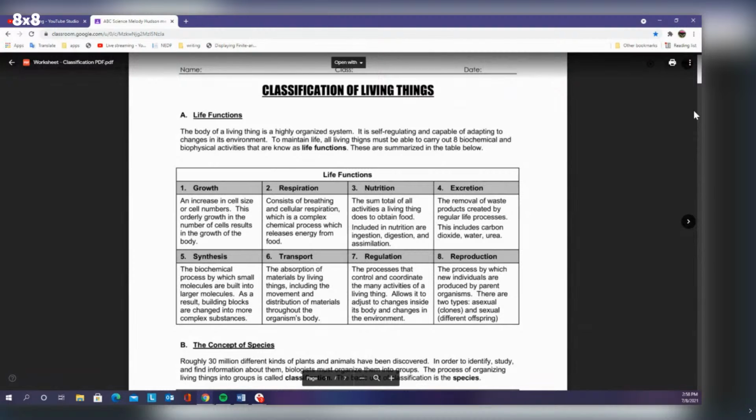And then finally, all living things must be able to reproduce by parent organisms, either asexually without a male and a female, in which the DNA is identical, that is called cloning, or in sexual reproduction, in which there are different offspring produced with a unique combination of DNA.